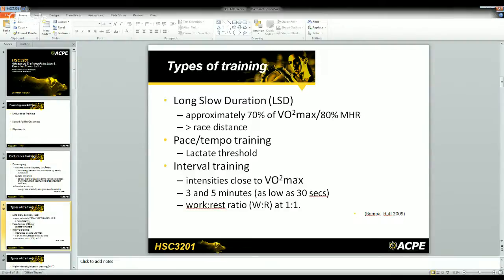And then there's our interval training. Intensity is close to VO2 max, 3 to 5 minutes or as low as 30 seconds. Now, remember, with aerobic conditioning, we are talking about longer intervals as opposed to high intensity interval training. Understand there's a difference. High intensity interval training, you probably go on not more than 30 seconds, whereas with aerobic or endurance conditioning, we're talking 3 to 5 minutes. And it's a work to rest ratio of 1-to-1. So if you do a 3-minute working interval, you do a 3-minute recovery interval.